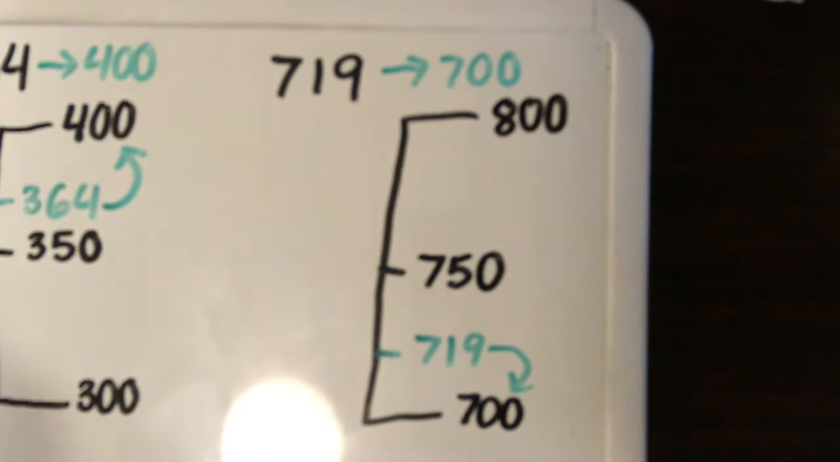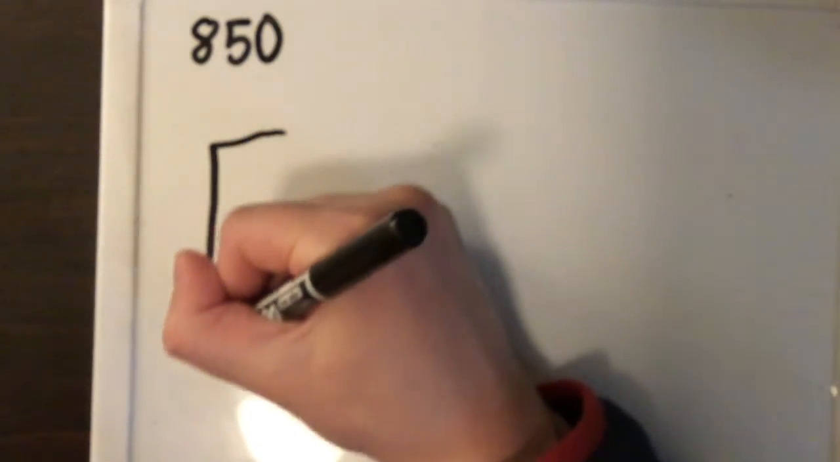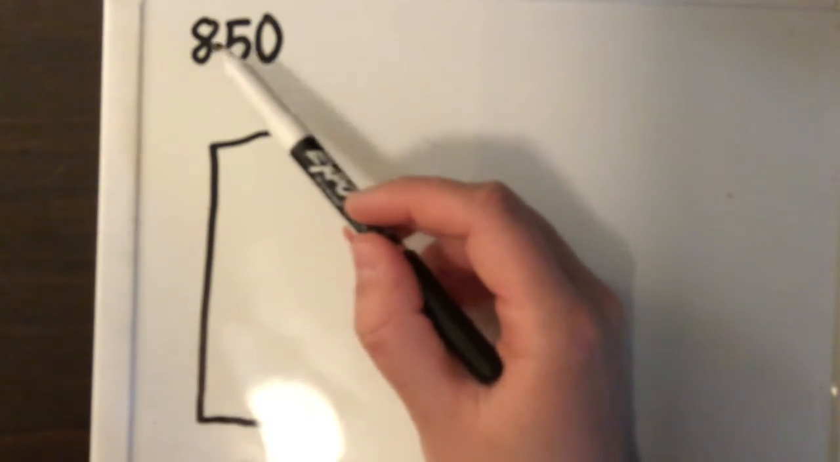Okay, great. I'm just going to erase and do a few more. I'm going to throw in a trickier one like I did at the end of the video yesterday. I'm going to do 850. Okay. So I'm doing my vertical number line. What 100 comes before 850? If I look at that 8, I know that 800 is my first one.